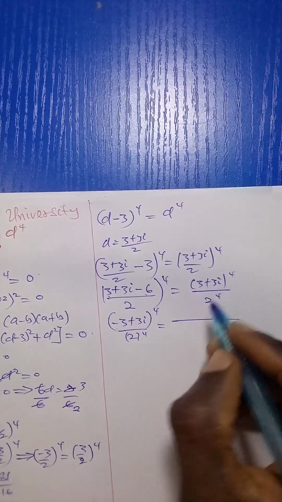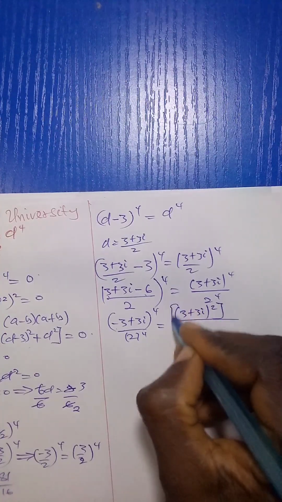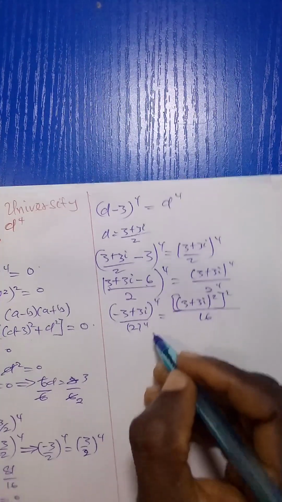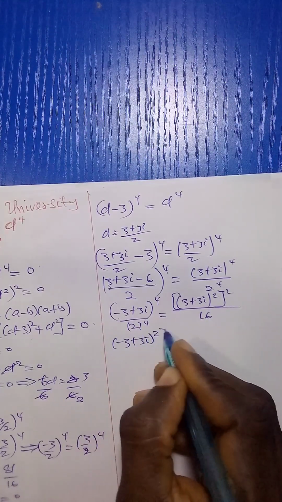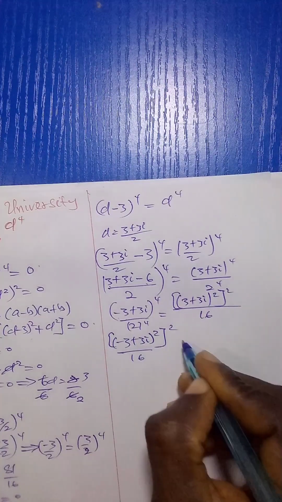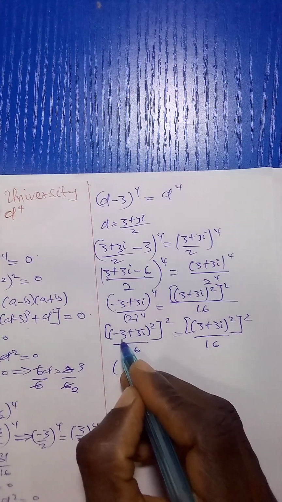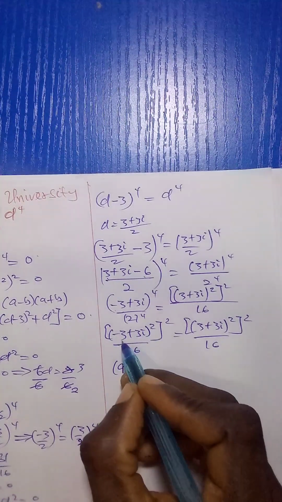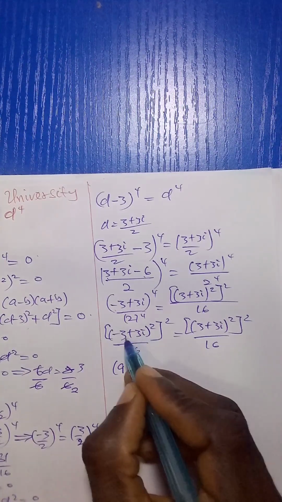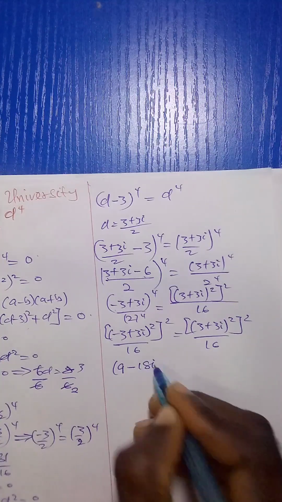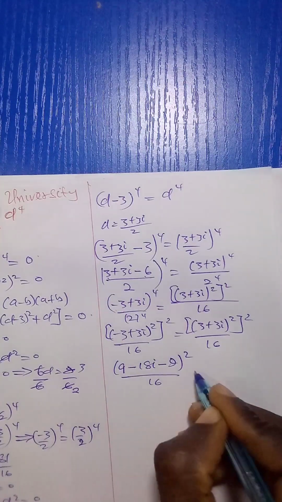Now, if we expand this, we have 3 plus 3i raised to the power 2 all raised to the power 2, and here is 16. Similar thing happens here. Minus 3 plus 3i raised to the power 2 all raised to the power 2 all over 16. So now let us expand this bracket and this bracket. We have minus 3 times minus 3 is 9. Then minus 3 times 3i will give us minus 9i. Again, we'll have another minus 9i, that is minus 18i. Then minus 9 squared all over 16.